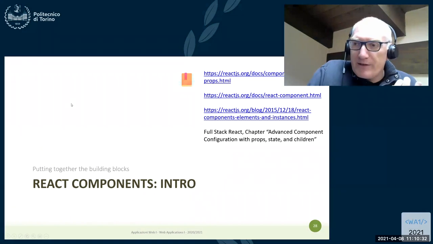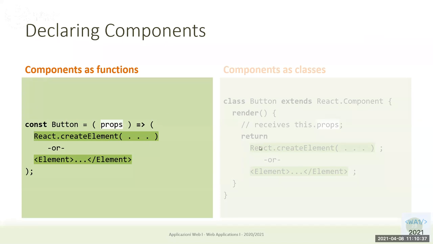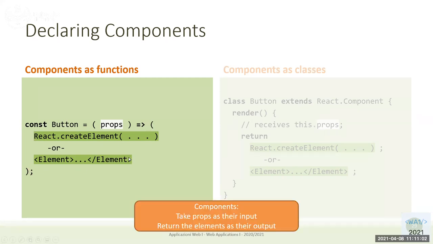For creating components, we already saw the basic mechanism is defining a function with any function syntax you like that takes some properties and returns some elements. There's a return statement missing here. It should be a return something. Sorry, I used the square brackets. Okay, so it's an implicit return. So this is the easiest way of defining a new component. They take properties as their input, they return the elements as their output.